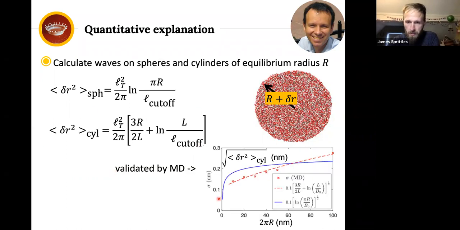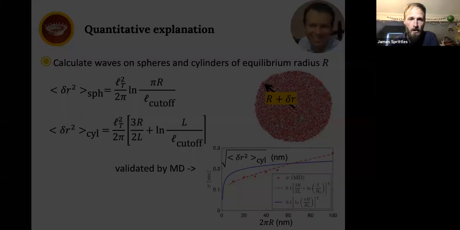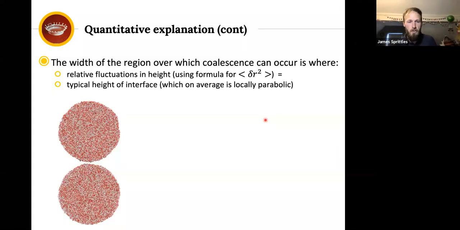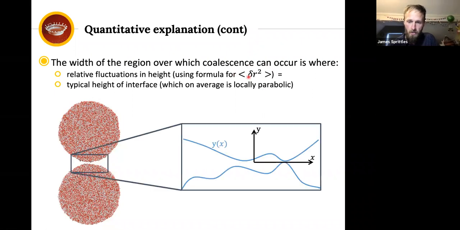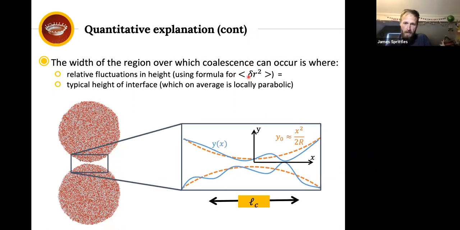Okay, so you can compare that to the molecular dynamics and you see that you have the right variance for the cylinder, and then you can start looking at the sphere with the theory rather than having to use the MD, which is very, very expensive. Okay, so our arguments were rather simple here. What we said was that for coalescence to occur, we need the size of the fluctuations to be comparable to the height between the drops. We know the typical height between the drops because they're just circles, so locally they're parabolic. And we now know the typical size of the fluctuations from the variance. And so we just equate those two things and figure out the length scale over which coalescence might occur.